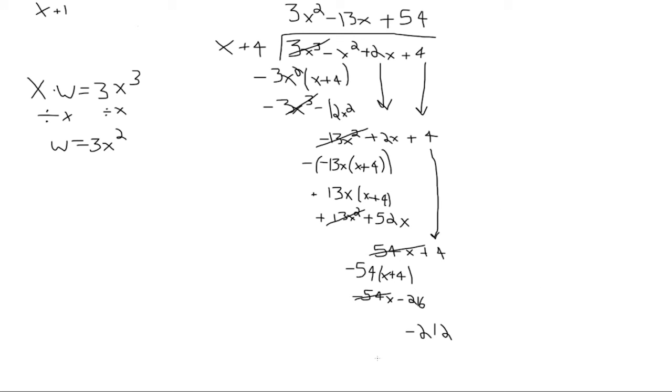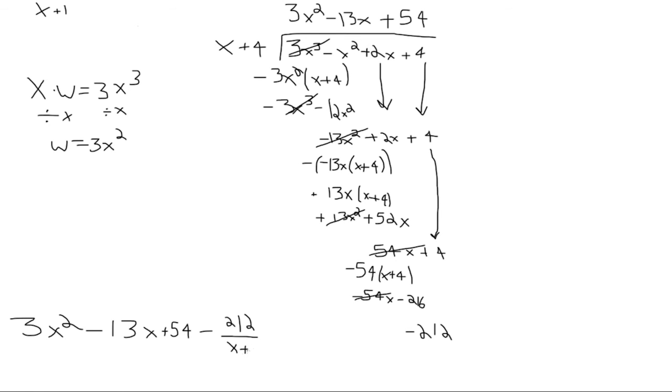Okay. And once we get to this constant, and it's a binomial, we cannot actually divide this any further. So our answer is 3x squared, right? Whatever we wrote on the top, because that's basically how we recorded it. So 3x squared minus 13x plus 54 minus 212 divided by x plus 4.